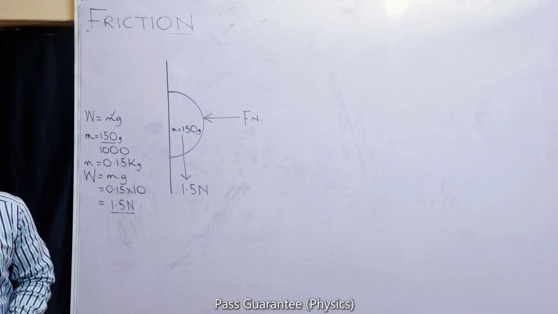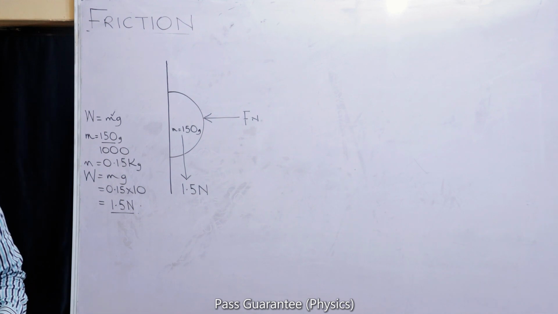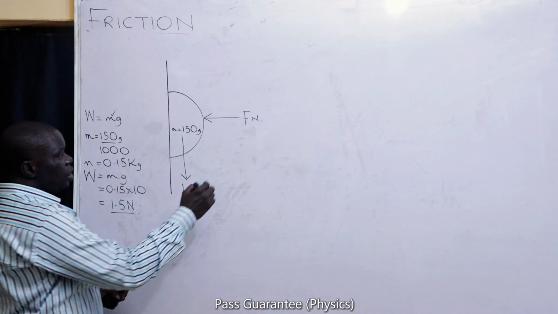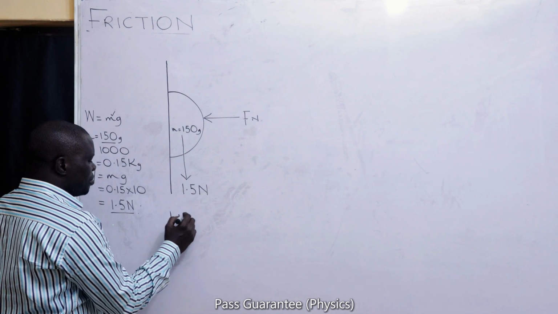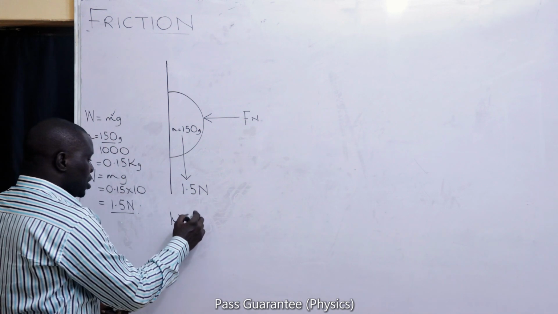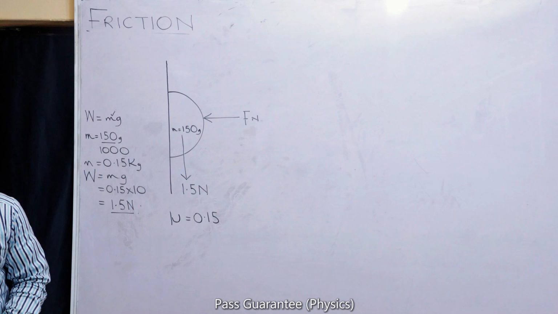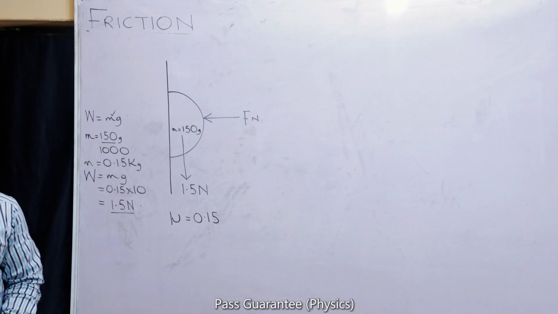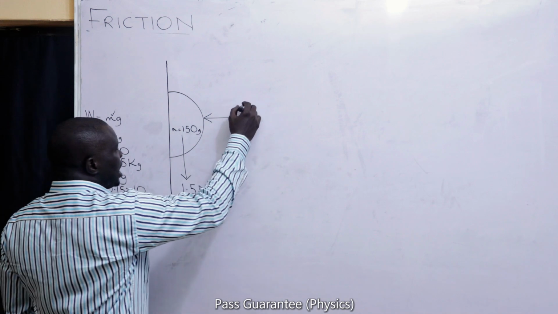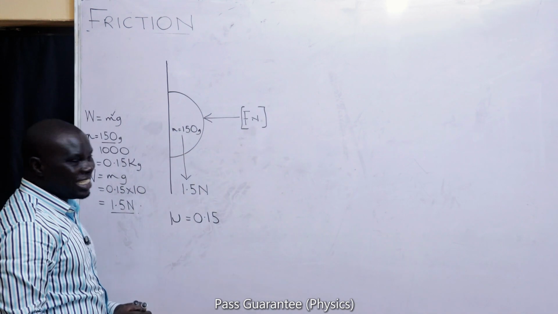The question now is, if the coefficient of friction between the book and the wall, represented by mu, is 0.15, as we are told by the question, what is the minimum value of F required to hold the block in place? What must be the smallest value that F will be before this object can be in position as it is?